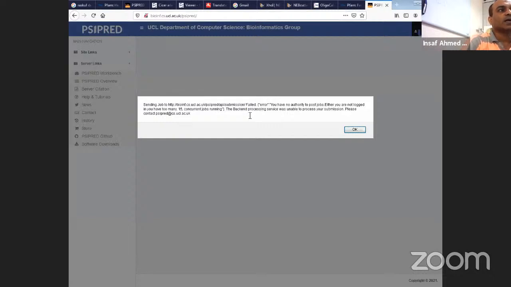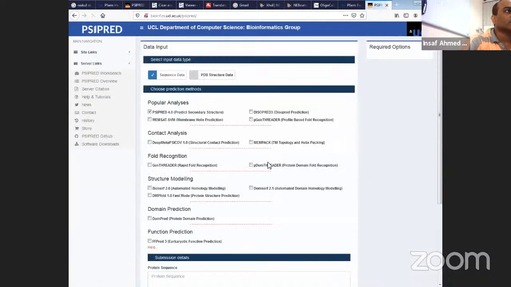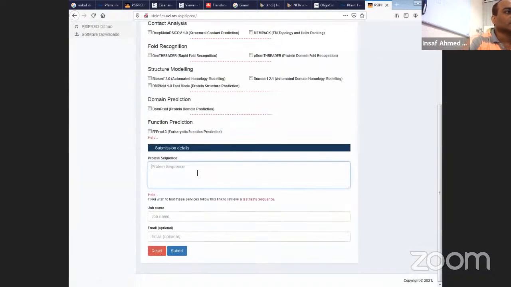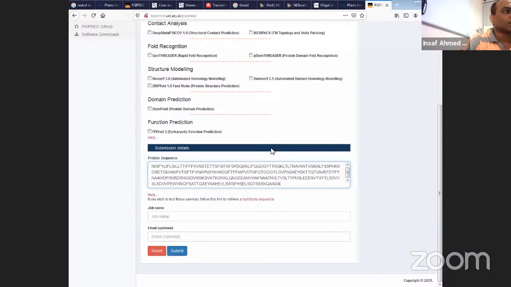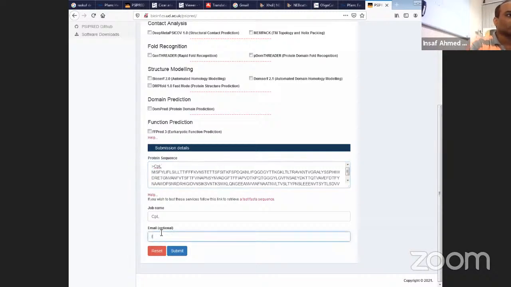So now it has failed. Oh, sorry. Okay, I made one mistake, because it should be in FASTA format. So I did not have that greater-than symbol, and it is CPL. Okay, let's run the program now.